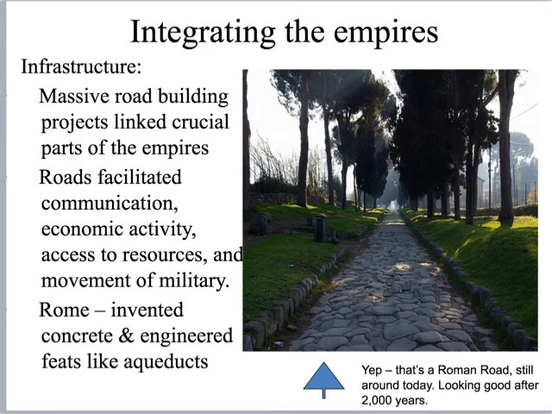Integrating the empires was key, and infrastructure was key to doing this. Massive road building projects linked crucial parts of both empires. Roads facilitated communication, allowed for economic activity and trade, access to resources that could be brought across the empire, and of course movement of the military in a quick and efficient way. Rome also of course invented concrete and used it in engineering feats like aqueducts.